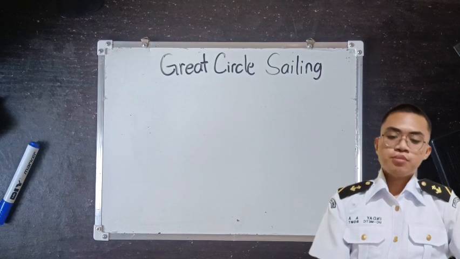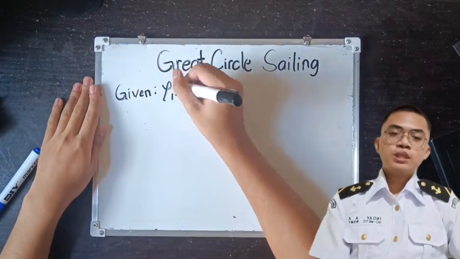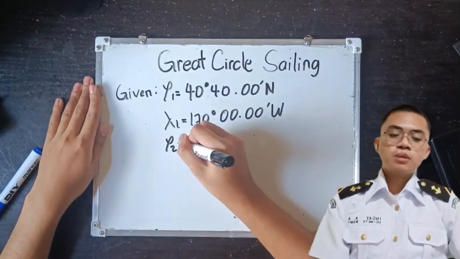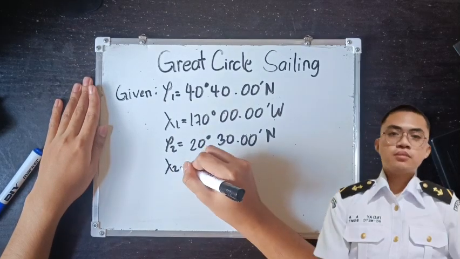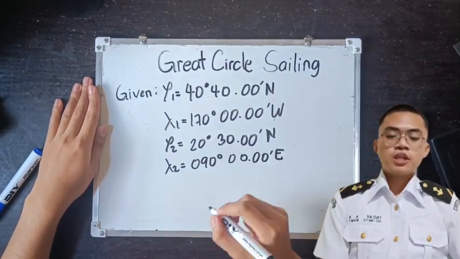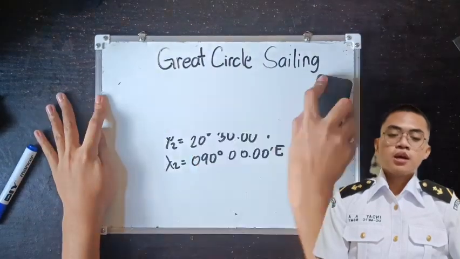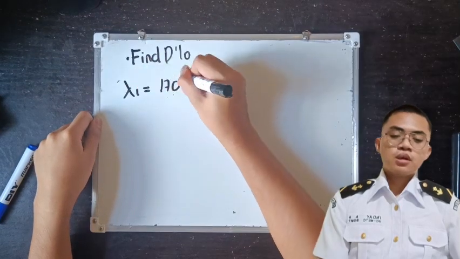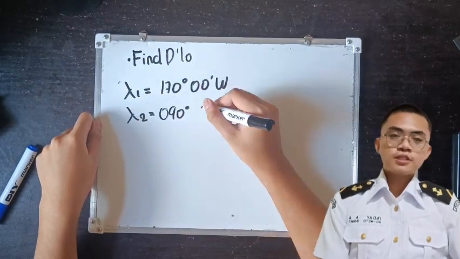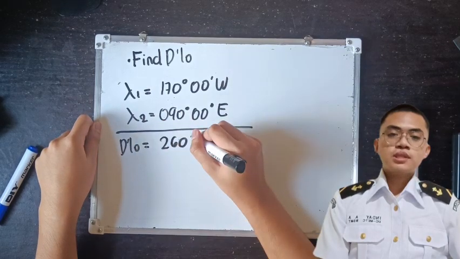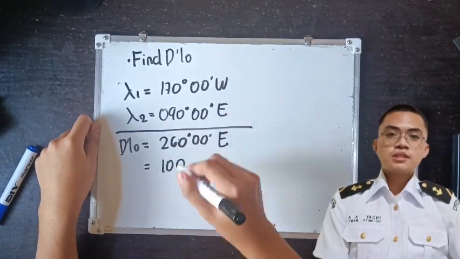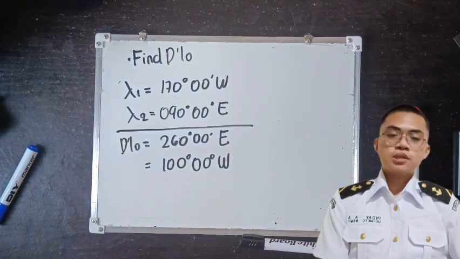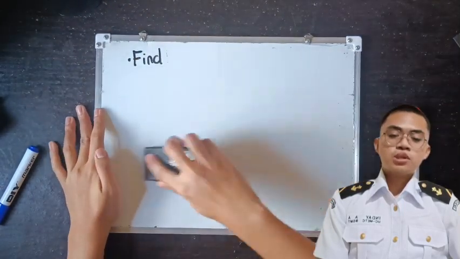For example, a vessel departed from 40 degrees 40 minutes north, 170 degrees west, and arrived at 20 degrees 30 minutes north, 90 degrees east. The first step is to find the difference of longitude. We can obtain this by adding both longitudes since they are in different hemispheres. We have 170 degrees west plus 90 degrees east, which is equal to 260 degrees. But since it is more than 180 degrees, we have to subtract it from 360 degrees. The final answer will be 100 degrees west.